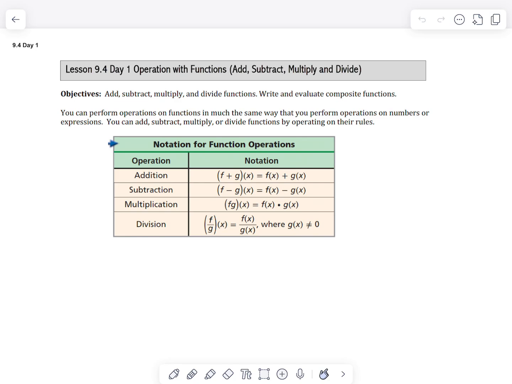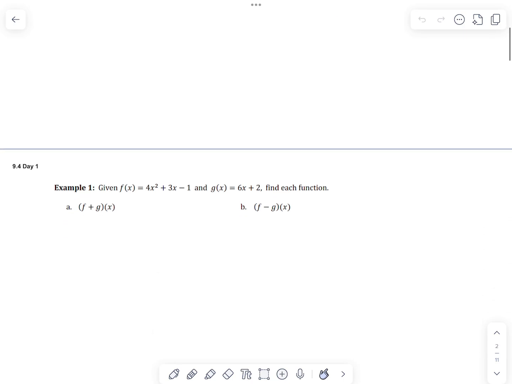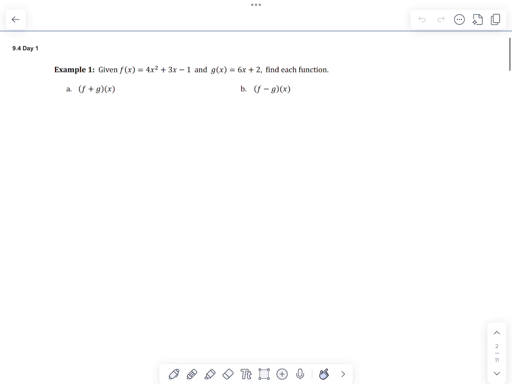All right, this lesson is on operations of functions where we're going to add, subtract, multiply, and divide. You can perform operations of functions the same way that you can perform operations on numbers or expressions. So this chart shows you the notation for these operations of adding, subtracting, multiplying, and dividing. Our first example here has a quadratic function and a linear function, and we're going to go ahead and add and subtract these functions.